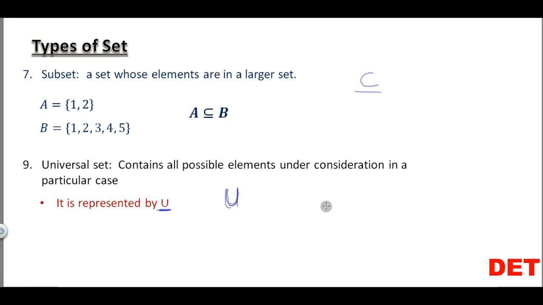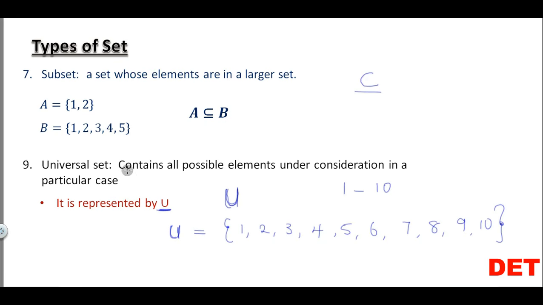So again, a universal set is a set that contains all possible elements under consideration in a particular case. So if, for instance, we are talking about a set that has to do with numbers 1 to 10, the universal set would be equal to all the elements from 1 to 10. So it will be equal to {1, 2, 3, 4, 5, 6, 7, 8, 9, and 10}. So this will be your universal set.